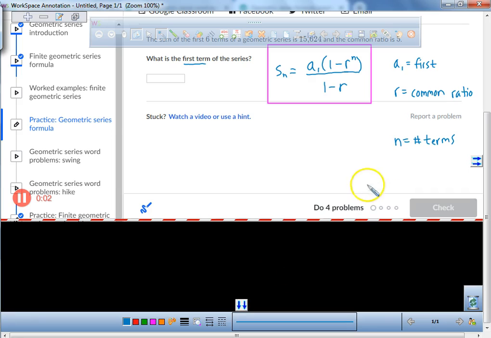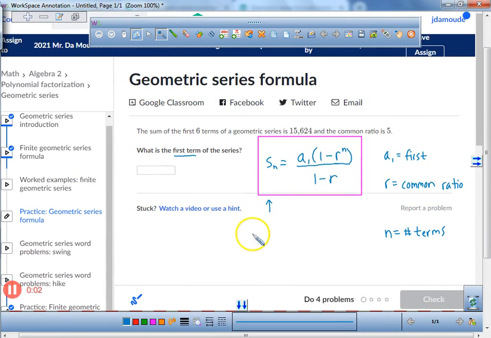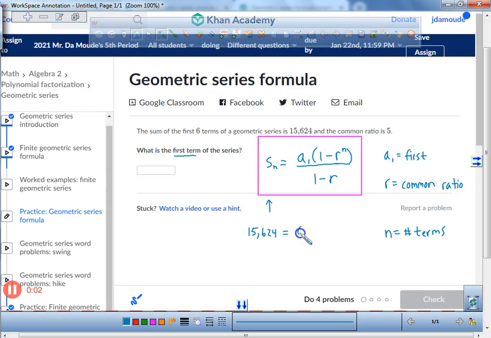When you're doing these problems, we need to plug in what we know. What number are we plugging in for the sum? That's the 15,624. What are we looking for? We're looking for the first term. What's our common ratio? Our common ratio is 5, but we have to raise it to the power of 6, and that's all divided by 1 minus our common ratio of 5.